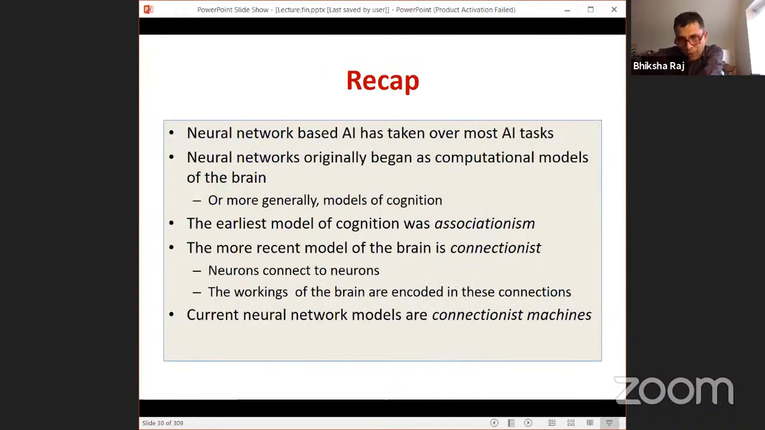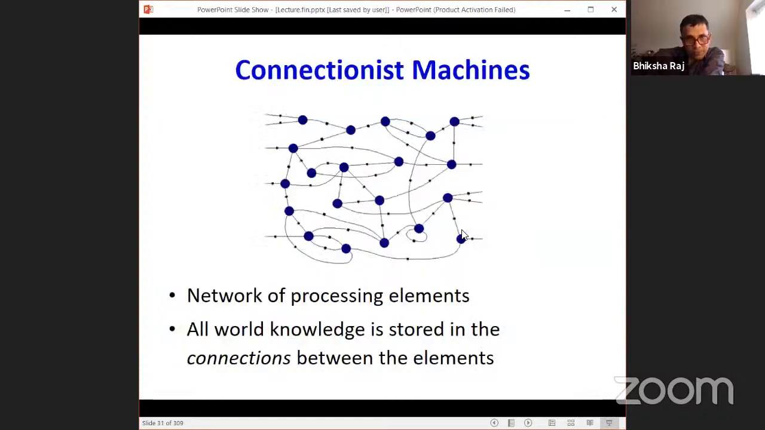And so, a quick recap. Neural network-based AI has taken over most AI tasks. They originally began as computational models of the brain. And the earliest model of cognition was associationism. The more recent model is connectionist, where neurons connect to neurons, and the workings of the brain are encoded in these connections. So current neural network models are connectionist machines.